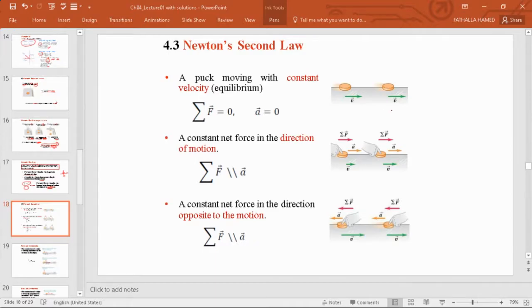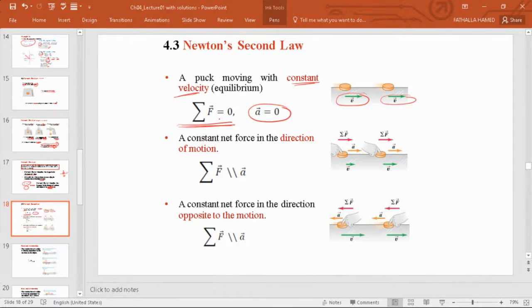So if you have this situation here, where the puck that we have here is moving with constant velocity, and if you look at the diagram here, you look at the green arrows, having the same length. That means they have the same magnitude, and they are in the same direction. Same magnitude, same direction. That means the velocity here is constant. That means your acceleration is 0. And of course, the net force here will be 0, in accordance with Newton's first law.